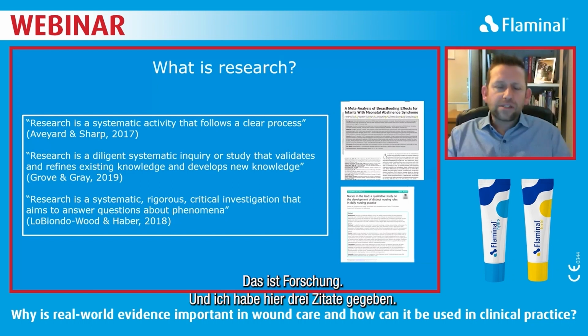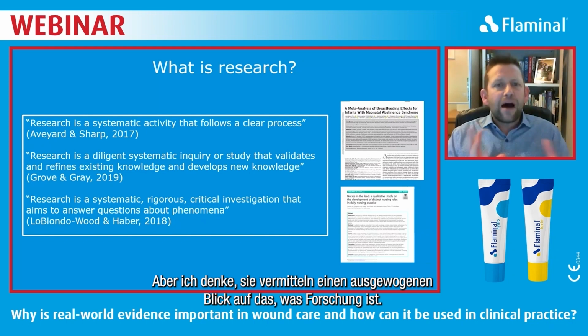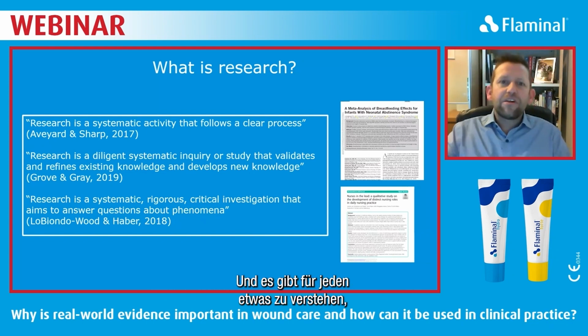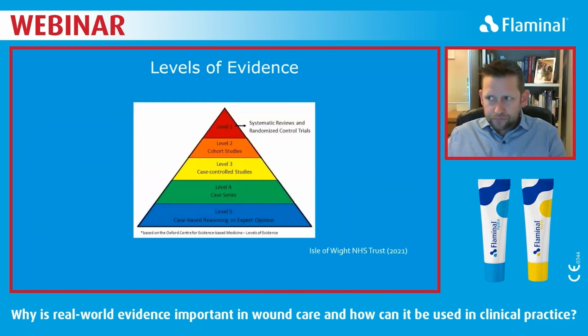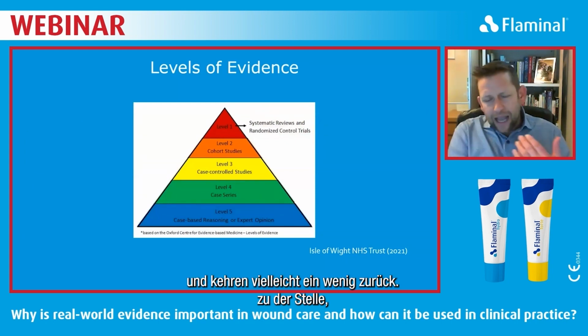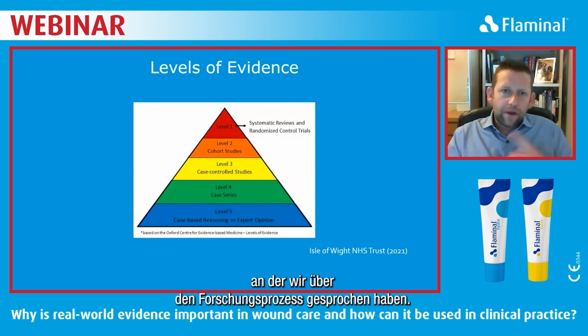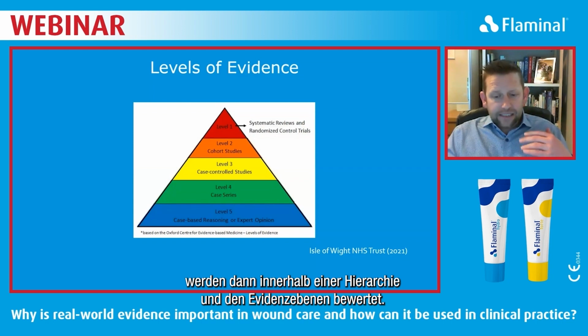Now, I've given 3 quotes here. Some of you will be familiar with them from sort of pre-registration education, but I think it gives a nice balanced view of what research is, and there's something there for everyone to understand depending on what way you think. So we've talked about this research, and we're kind of maybe flipping backwards a little bit here, where we talked about the research process, but that disseminated piece of research that we've got will then be graded within a hierarchy and the levels of evidence.